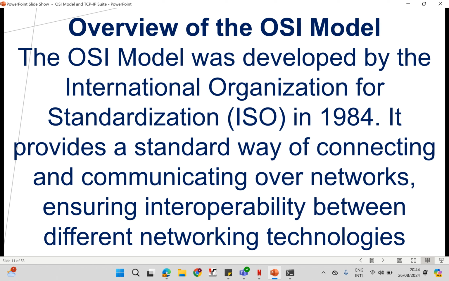So the OSI model was developed by the International Organization for Standardization, ISO, in 1984. It provides a standard way of connecting and communicating over networks, ensuring interoperability between different networking technologies.